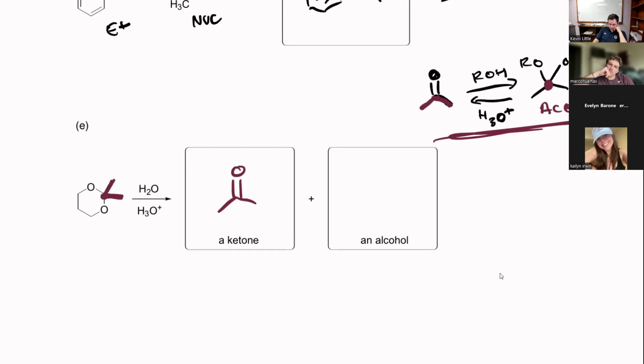What am I missing? What had to... what? 3 carbons, right? 1, 2, 3. And then what's on those 3 carbons? An alcohol. Just one? Does it matter? Is there an alcohol on both sides?